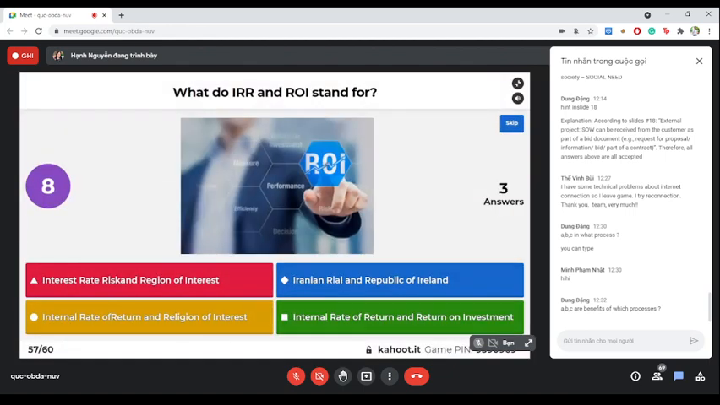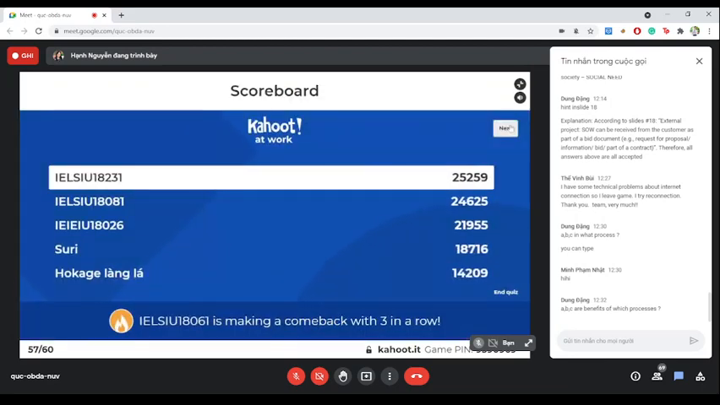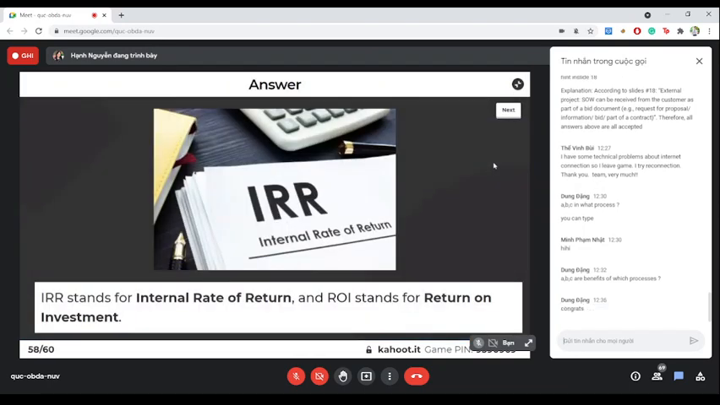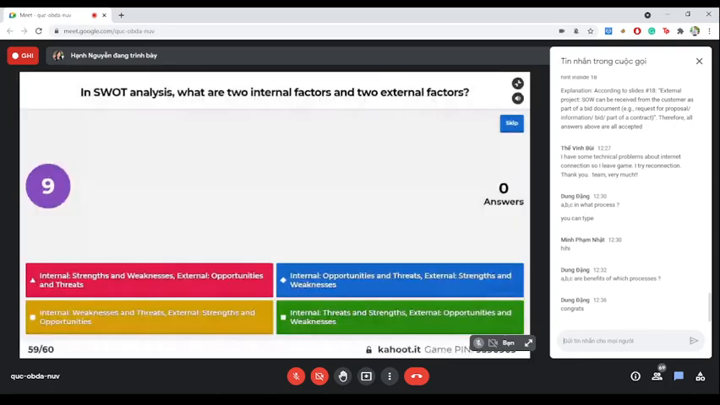This is quite an easy thing. Wow, this means many of you still remember so clearly about engineering economy. Very good. This is a very, very familiar term. IRR stands for internal rate of return, and ROI stands for return on investment. Just to remind. The last question.